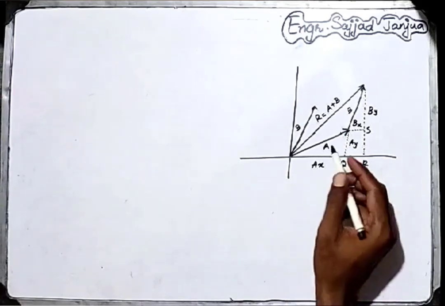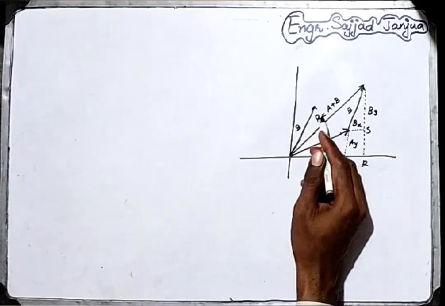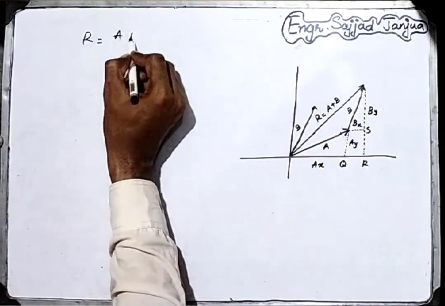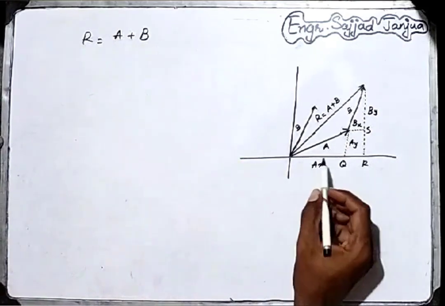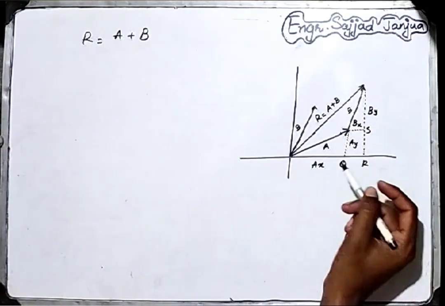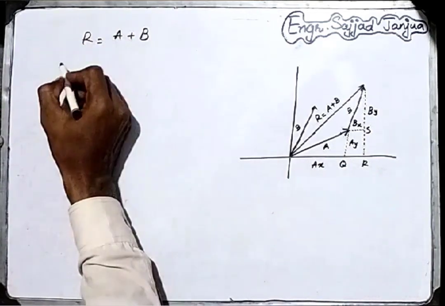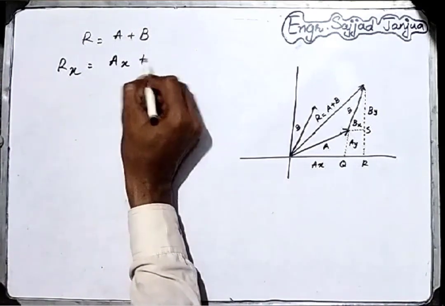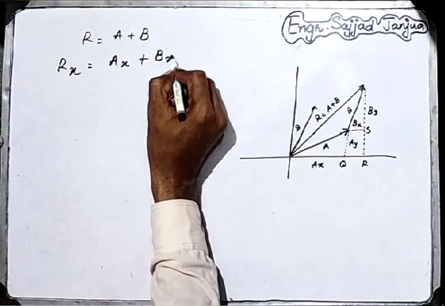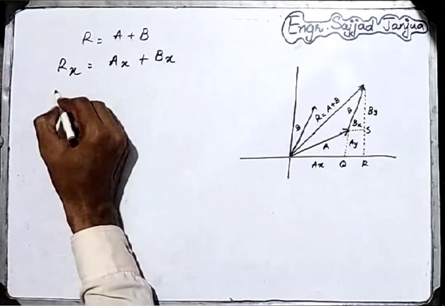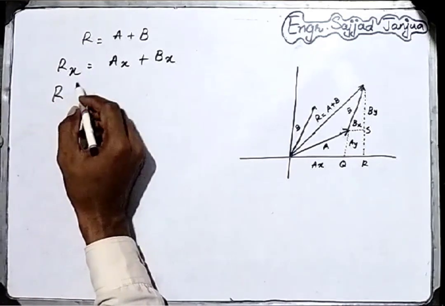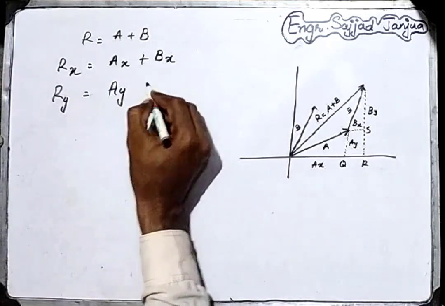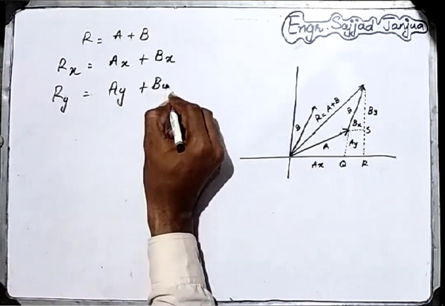Now first of all, we have two vectors A and B and we have the resultant vector R. So R will be equal to A plus B. For the horizontal components on the x-axis, Rx will be equal to Ax plus Bx. For vertical components on the y-axis, the resultant Ry will be equal to Ay plus By.